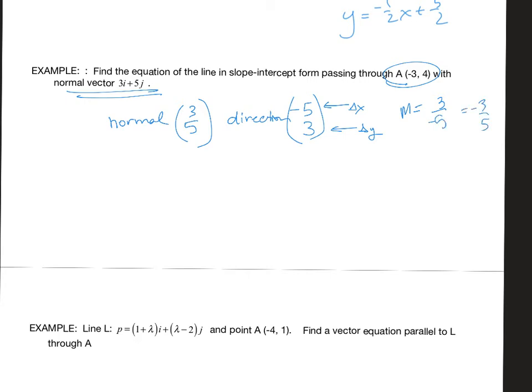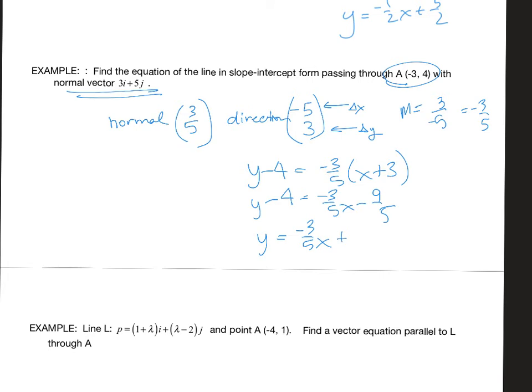All right, and then we go and do the same thing. y minus y is equal to m times x minus x. I'm going to distribute. And I'm going to add the 4 to the other side. All right, scooting this up.